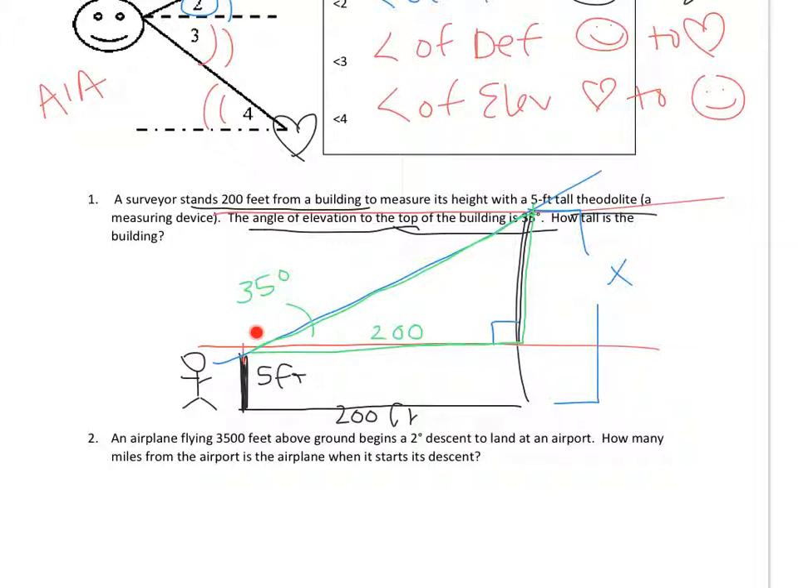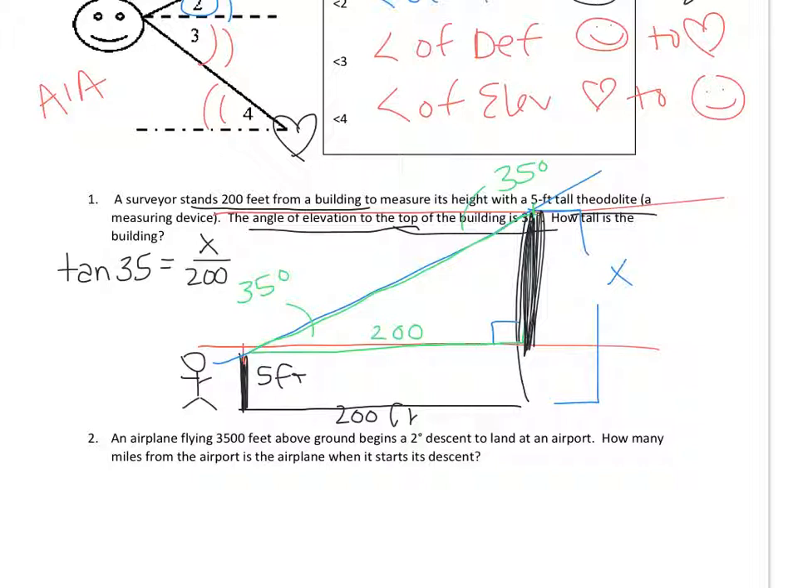People mess up by putting 35 degrees right here, or they put it right here. But remember, 35 degrees has to be touching the parallel lines. So this is 35 degrees and this is 35 degrees. So we have the adjacent, and we want to know the opposite. So we're going to use tangent. So it's the tangent of 35 degrees equals opposite, which is x. We're going to actually find this first, over adjacent, which is 200.